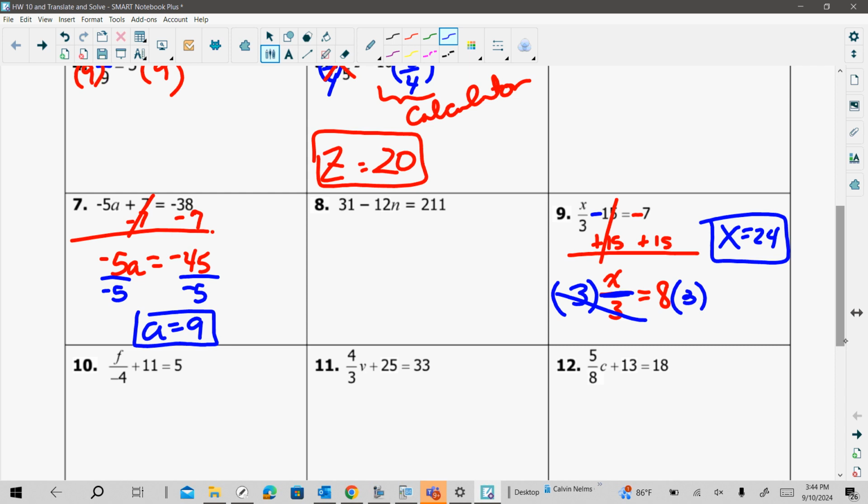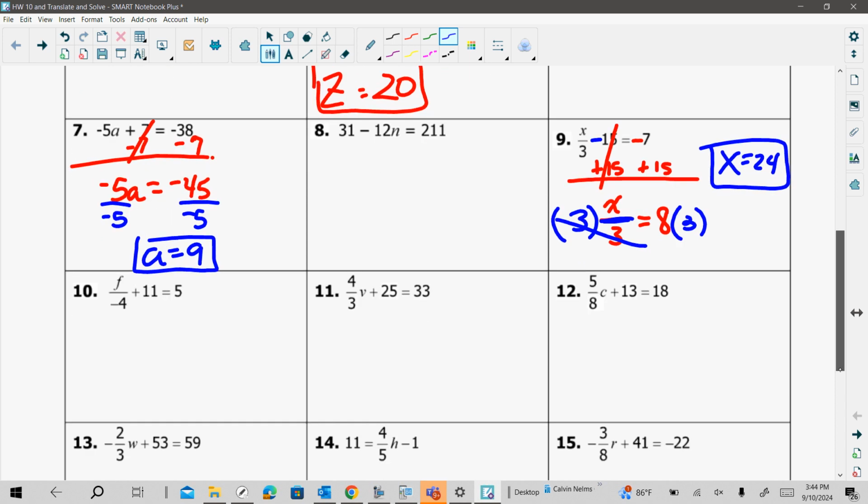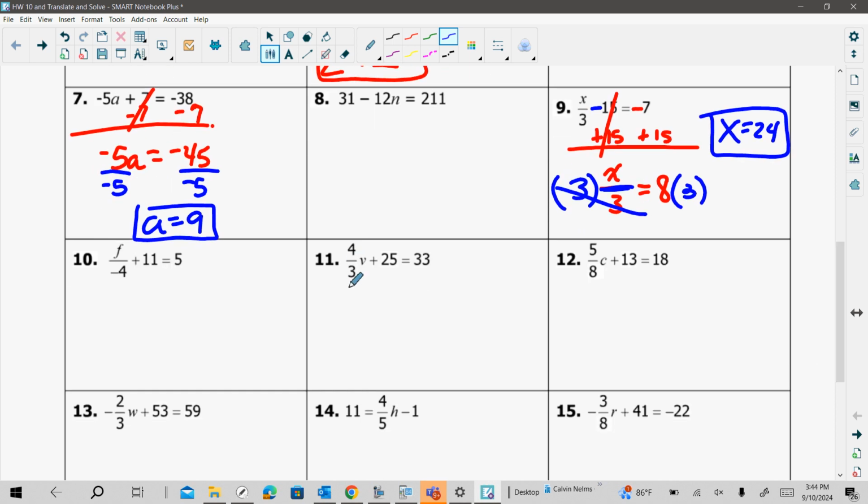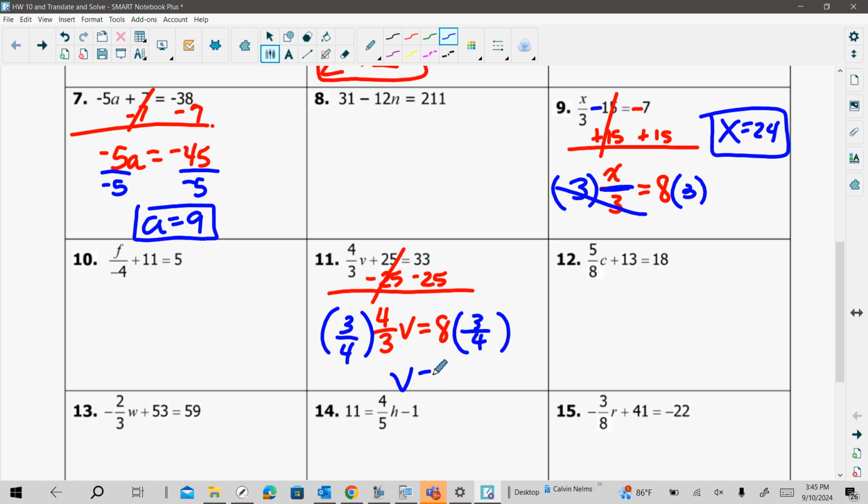Okay. Now when you get to 11 on, now we have fraction coefficients. And so we're still going to undo the addition or subtraction. Since I have addition here, I'm going to minus, do the opposite always, to undo or to cancel. Now we have 4/3 V equals, we did 33 minus the 25 is going to leave us with 8. And now that we have this coefficient of 4/3, to get rid of the fraction, you multiply both sides by the reciprocal, which is 3/4. So V would equal 6 when it's all said and done.